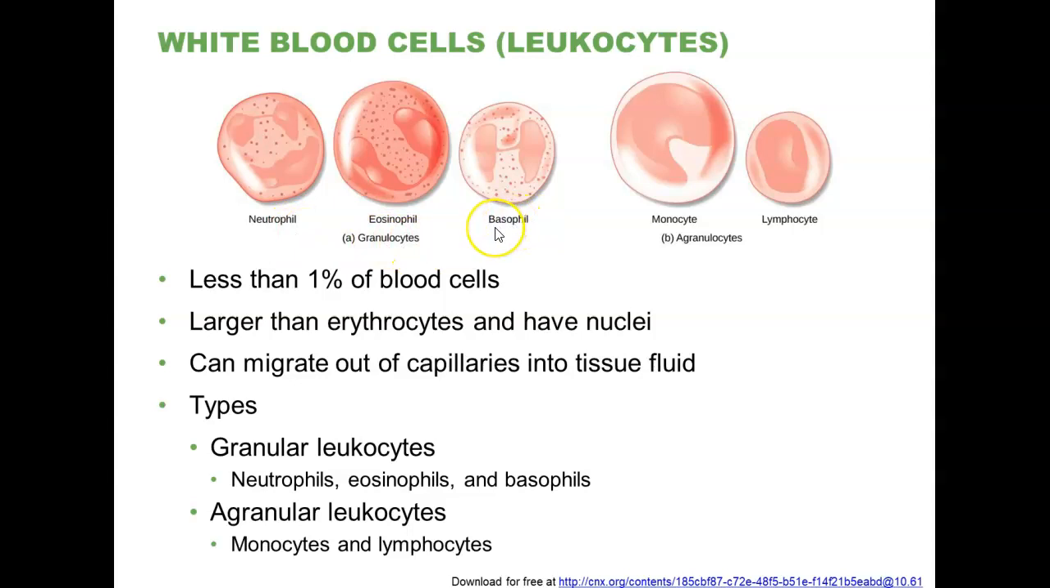The basophils are another specialty white blood cell that is targeting parasites and other chemical triggers in the blood. Then you've got your two agranulocytes, which means they don't have granules in them.